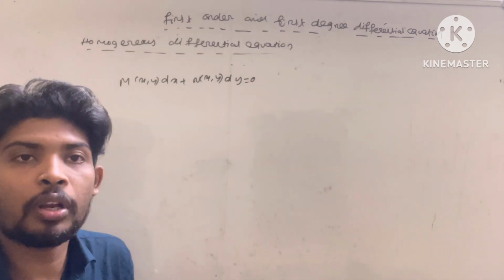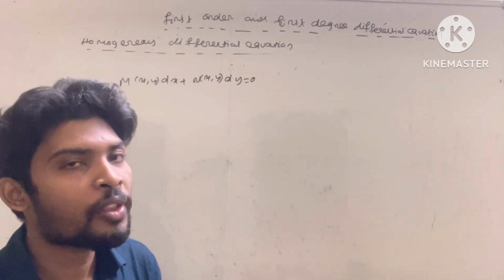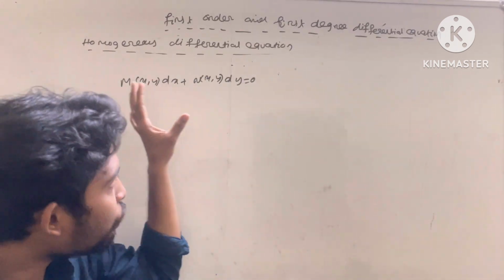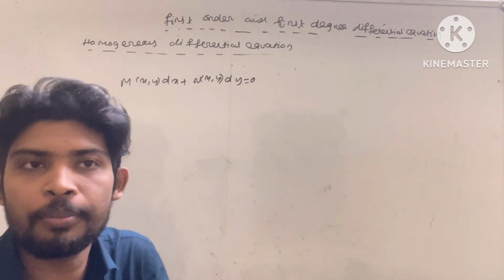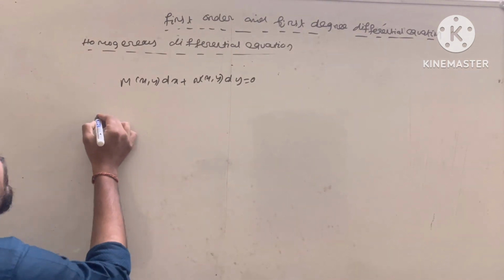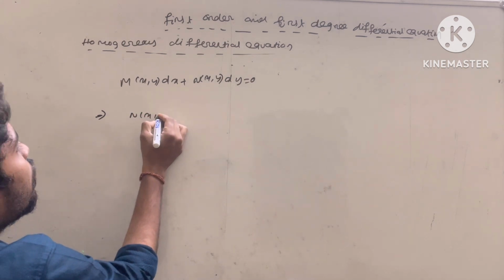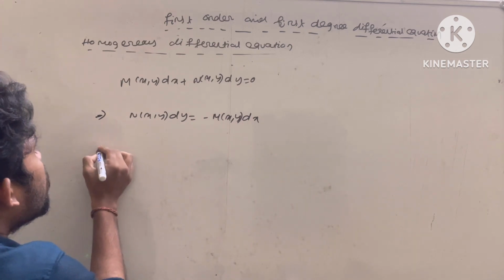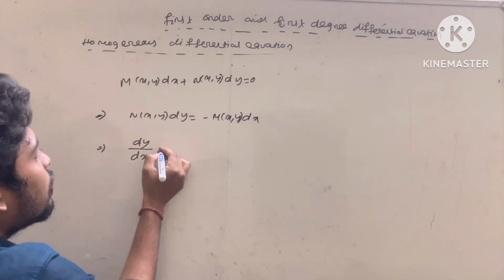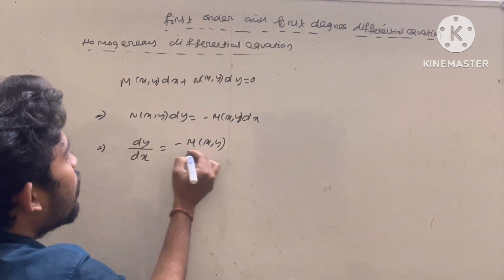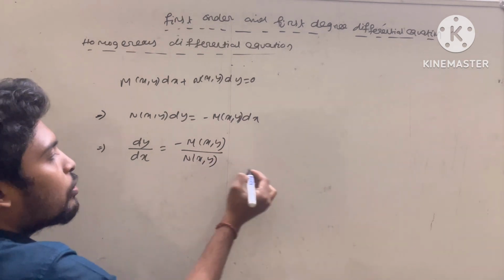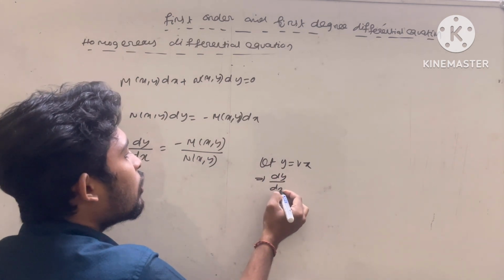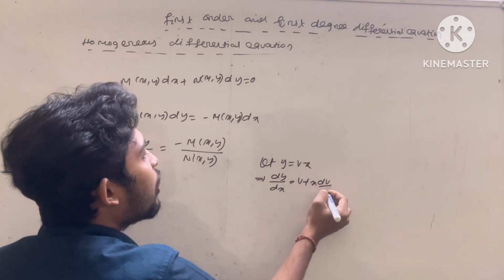Now I give a procedure for how to solve a homogeneous differential equation. This is a simple procedure, and following it, we will take some examples. Look at the procedure here. N(x,y) dy is equal to minus M(x,y) dx, right? So now dy by dx is minus M(x,y) divided by N(x,y). In that case, you put y equal to vx. So dy by dx is v plus x dv by dx, right?